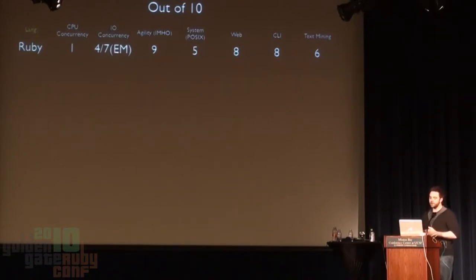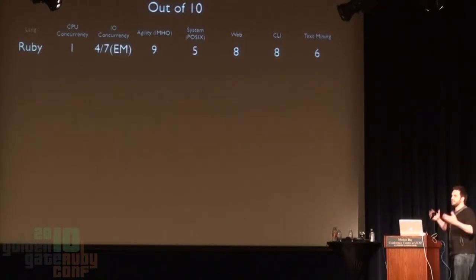So IO concurrency as well. I gave it about a 4 on IO concurrency because it has good IO concurrency if you're using threads, or you can use Event Machine, which I'm going to throw at a 7. How many of you have used Event Machine? Yeah, Event Machine's awesome. It gives us a really nice form of concurrency where we're not blocking on I/O anymore. We can start doing things with the CPU instead of waiting for I/O to happen. Agility in Ruby, of course, I'm going to give it a 9.